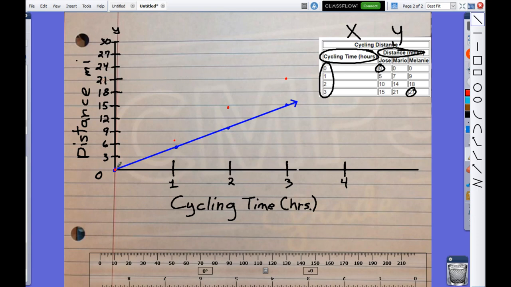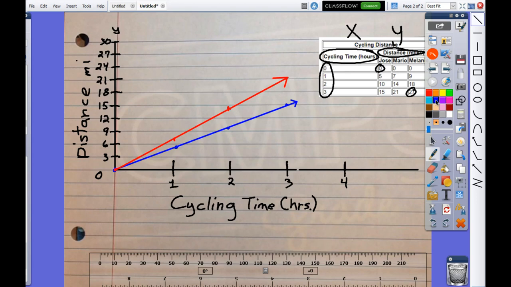We get our line tool, connect those dots, and that is Mario. Mario's a little bit faster. Again, my coordinate points are off because I'm estimating. We could label those coordinate points, but we're not doing that for this particular activity. Last one we're going to do is Melanie, and then we are all done for the evening.